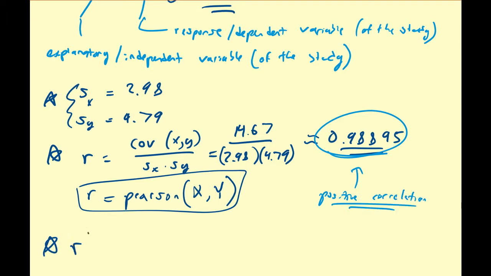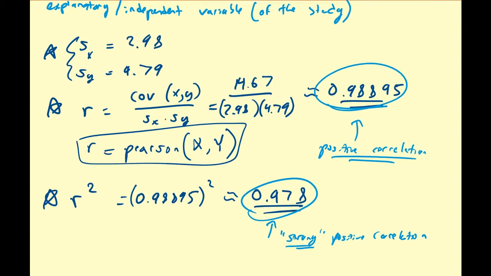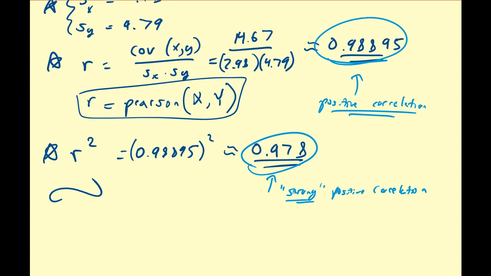Once we have our R value, we can calculate our R squared value from this. This is going to be equal to 0.98895, the quantity squared, which is about equal to 0.978. So maybe from this we can say that there's a strong positive correlation, and that is of course a subjective adjective here. Alright, so that's pretty much a basic breakdown of the covariance and correlation between these two variables.